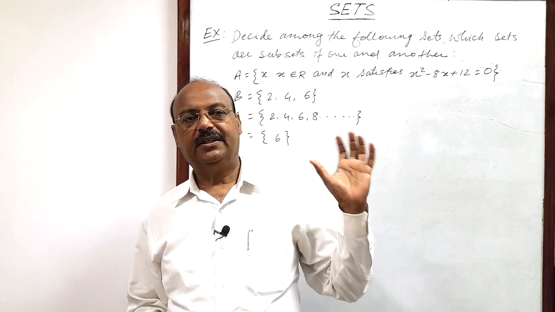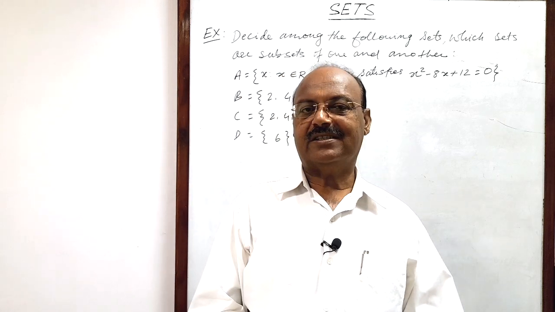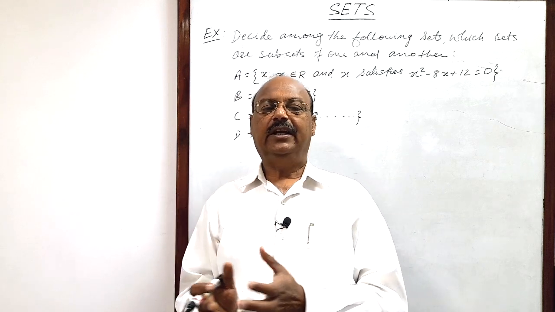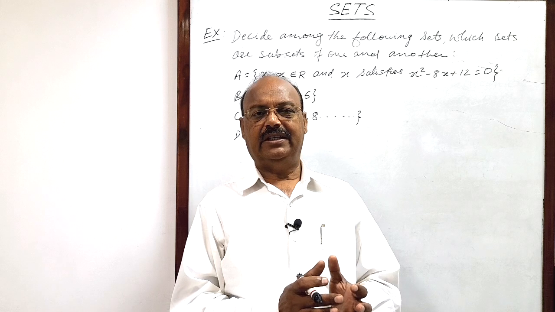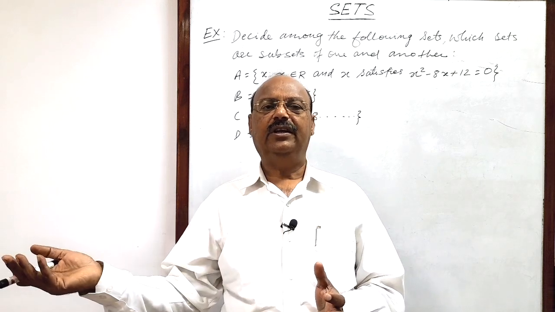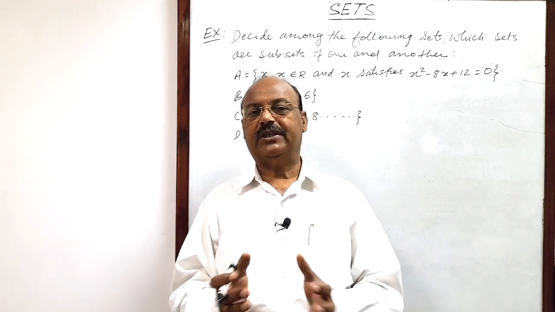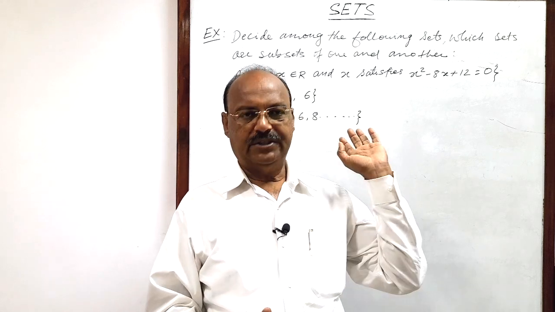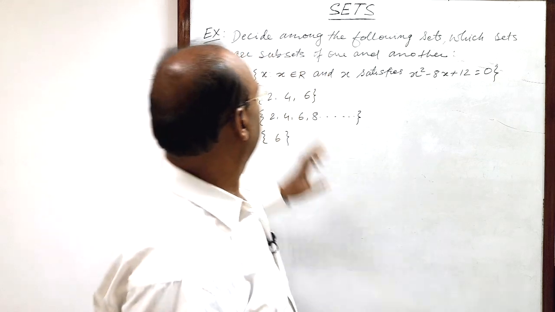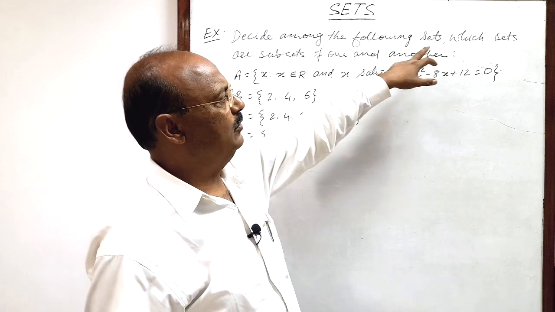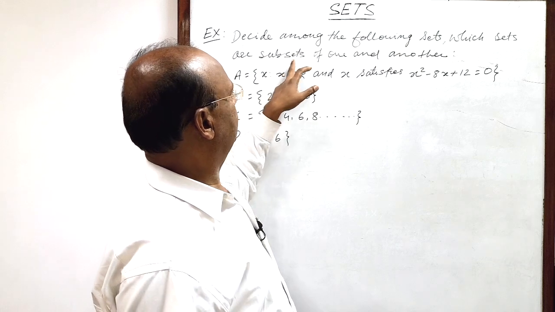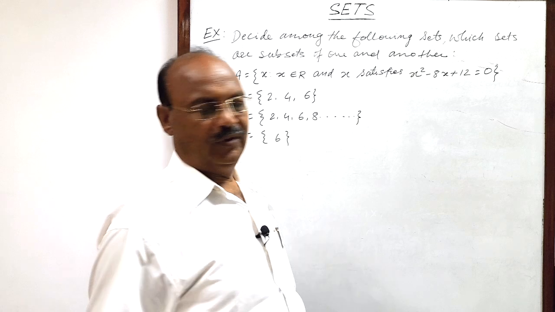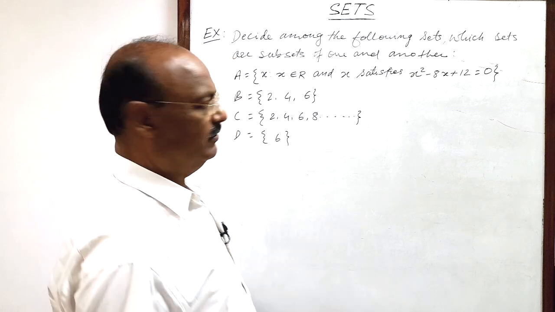The question is based on the topic subsets, and we know that a set is known as a subset of another set if every element of a set is available in another set B, then the first set is a subset of this other set. So on that basis we can do this very interesting question. The question is: decide among the following sets which sets are subsets of one another. Four sets are given here.